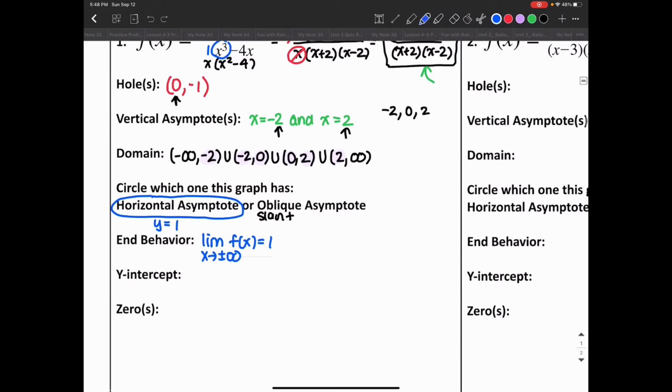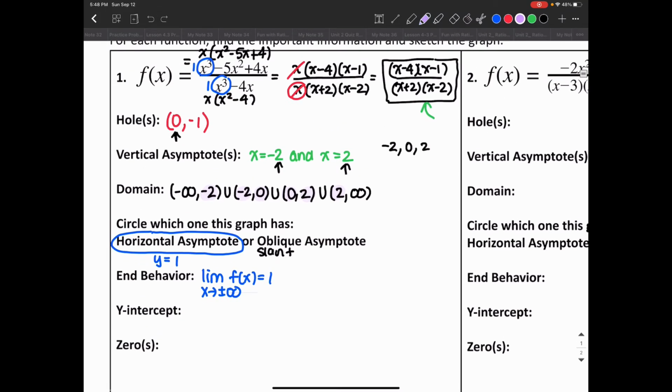And then my y-intercept, I'm looking for my y-intercept. I'm plugging in x is equal to 0. I found that point already, and there was a hole there, so I know that there is no y-intercept. Because if I plugged in that 0 into this function, I would have had 0 in the denominator.